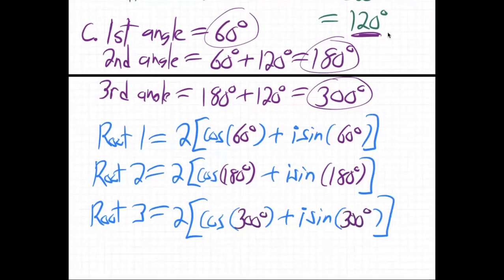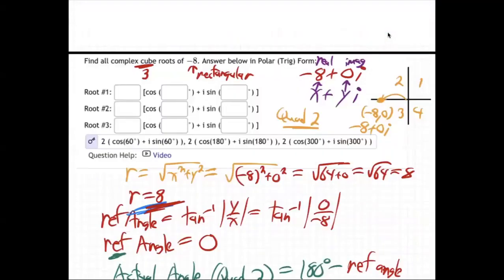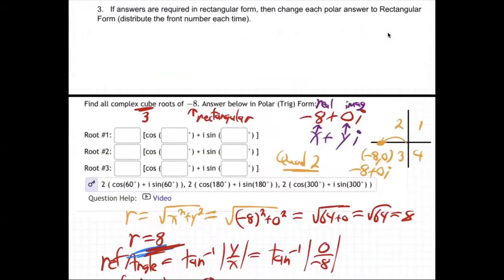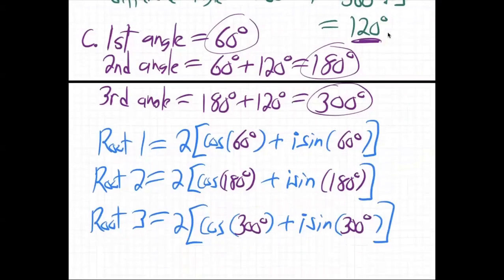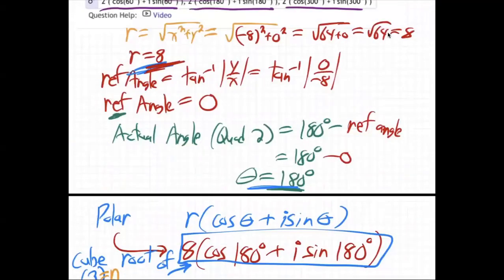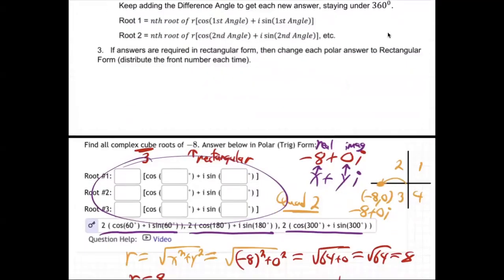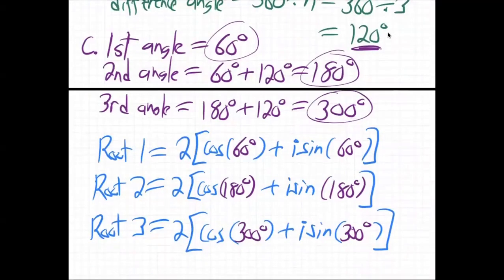So there's the 3 roots, and that's how they want us to type them in. So that's exactly what they have here. It's 2 cosine 60 plus i sine 60, 2 cosine 180 plus i sine 180, and 2 cosine 300 plus i sine 300. That's what you type into those blanks right there. There's our 3 roots, 1, 2, 3. That's as far as we have to go on this one. So there's our 3 answers, and that's how we do it. Just as easy as that.